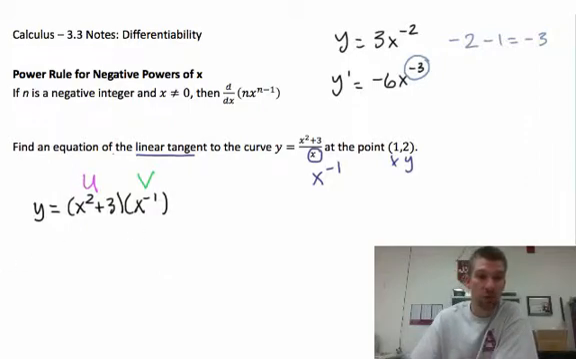So what's the product rule look like? Let's just remind ourselves real quick. If I have u times v, the product is u times v prime plus v times u prime. Okay, those aren't ones, those are primes. So what does this look like for us?